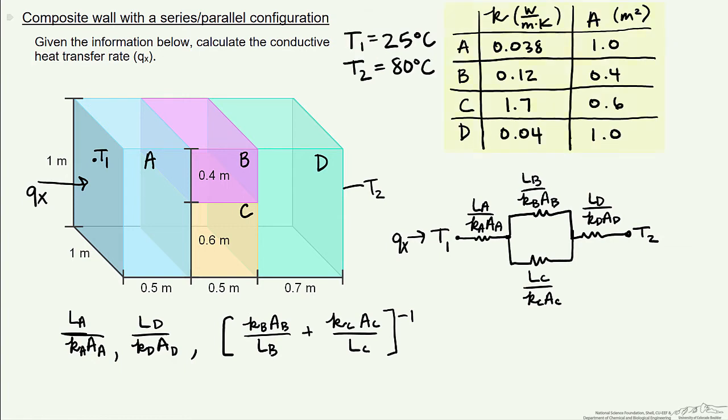So let's use the following values to calculate our heat transfer rate. Notice that the areas change for both B and C because if you look up here, the height is different for each one of them. The sum obviously is going to be 1 meter, but one of them has a height of 0.4 meters while the other has a height of 0.6 meters. So let's use now this information to find our resistances.